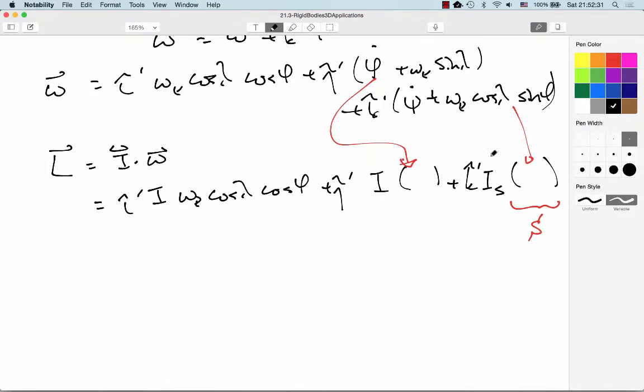So we can rewrite one more time. I prime I omega E cos lambda cos phi.